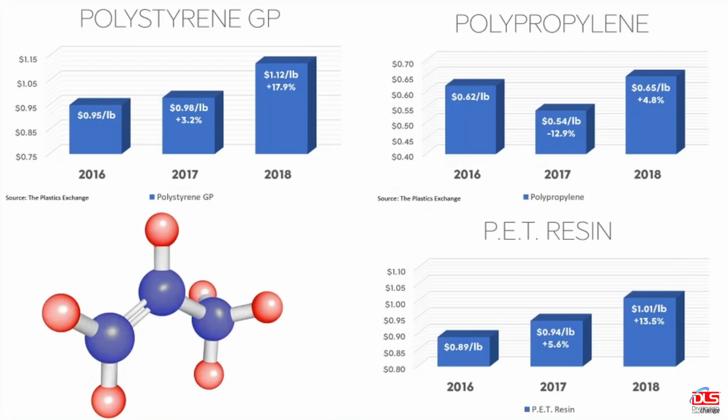So plastics. These are probably the most common chemicals used in creating labels, and they've all been increasing over the years. Polystyrene is up 17.9% since 2016. Polypropylene has seen more fluctuations up and down through the past couple of years, but overall is still showing an increase. And as you can see, PET is also up 13.5% from 2016.